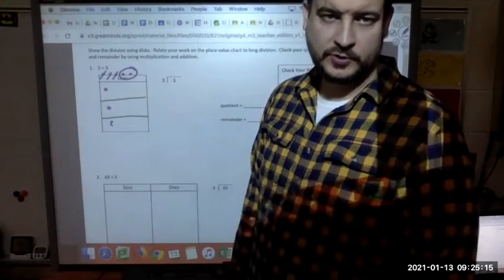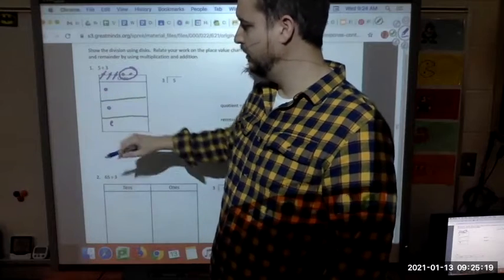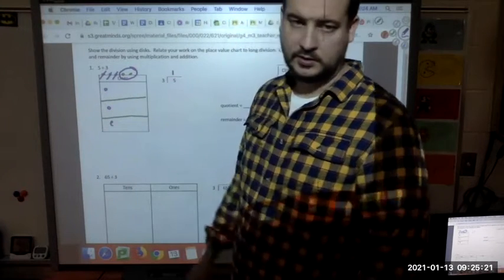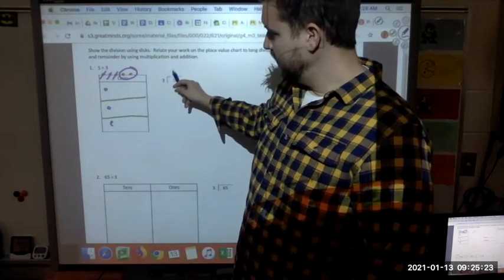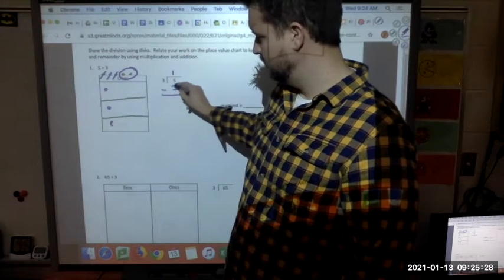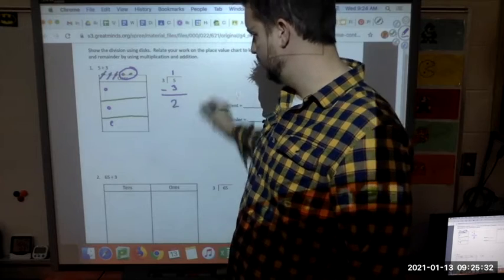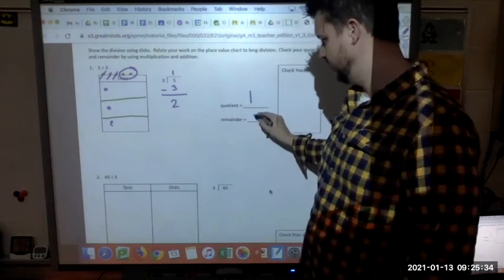Whatever's in one group is what my quotient is. So there's 1 dot. 3 times 1 is 3. 5 minus 3 is 2. So the answer is 1 remainder of 2.